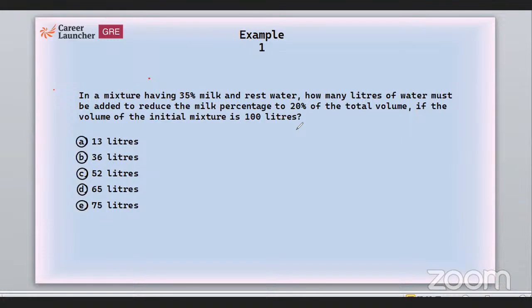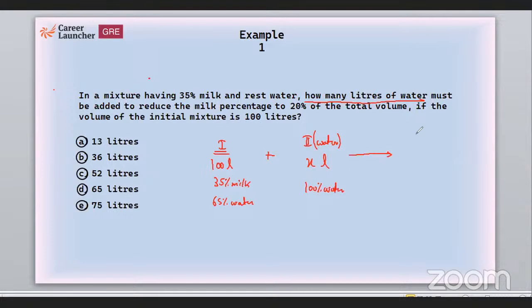I'll just explain it again for everyone. What Delilah is saying is that on the first side you have a solution which is 100 liters in volume. It's 35% milk and 65% water, right? Now you're trying to add some water in this, let's say X liters. If it's completely water, then the milk percentage will be zero. It's going to be 100% water only.